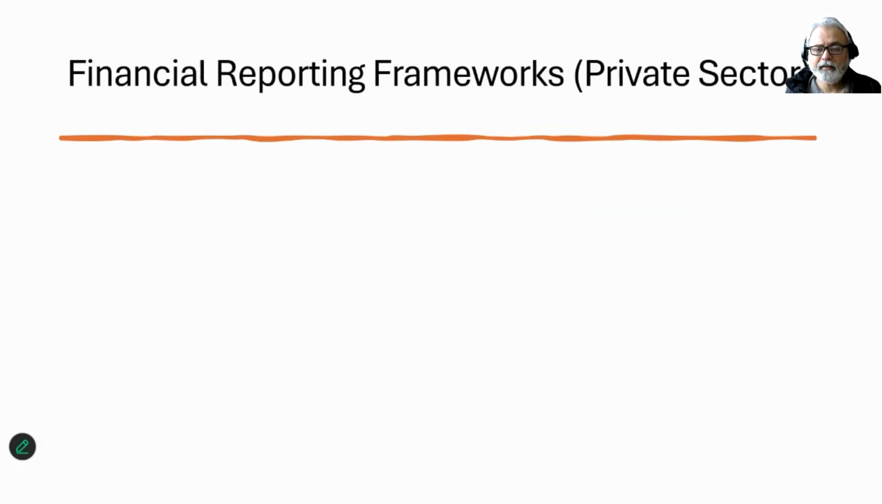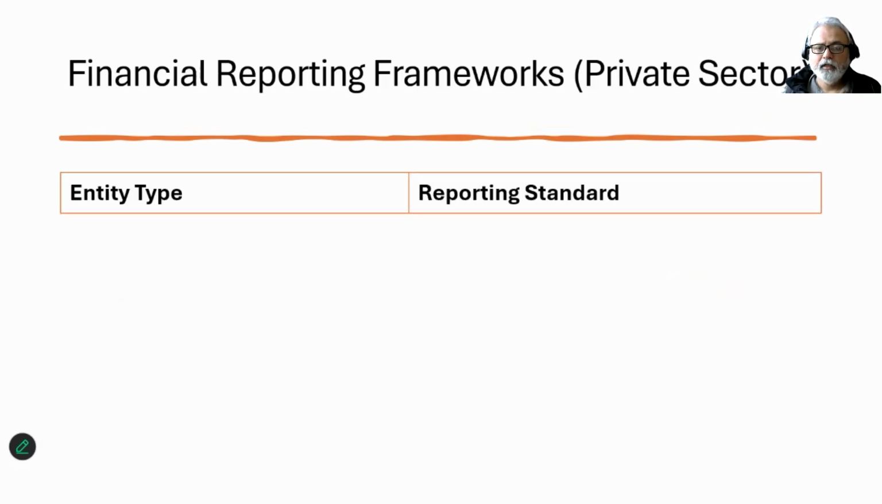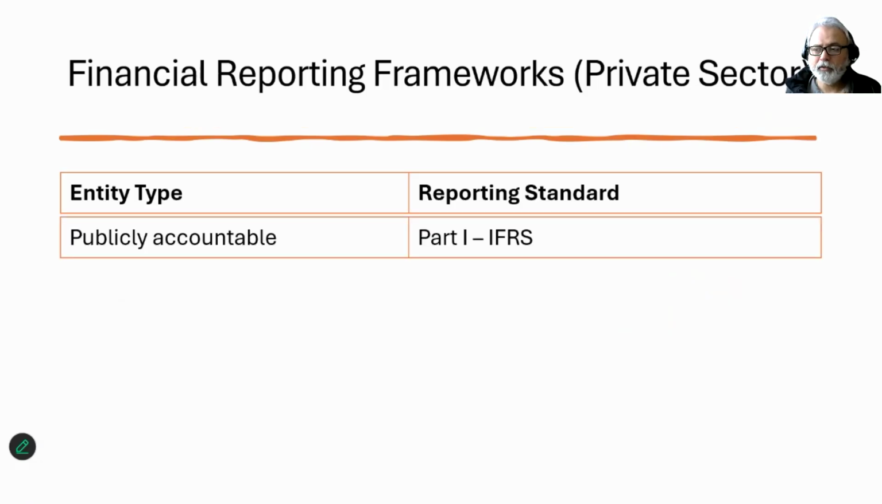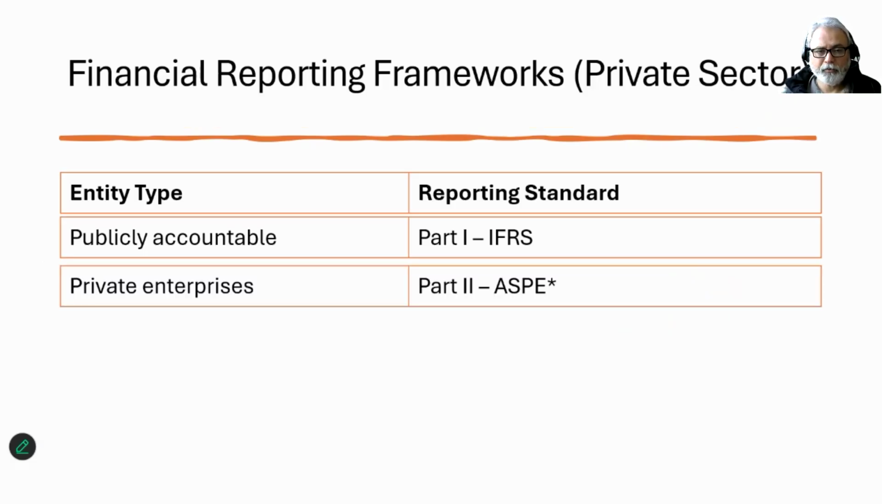Okay, let's take a look at the financial reporting frameworks that exist for the private sector. So firstly, publicly accountable enterprises must follow Part 1, IFRS. Okay, IFRS is mandatory for publicly accountable enterprises. They don't have any choice. For private enterprises, they may follow IFRS. It's an option that is available, but the mere fact that it's optional does not often mean that it's advisable.